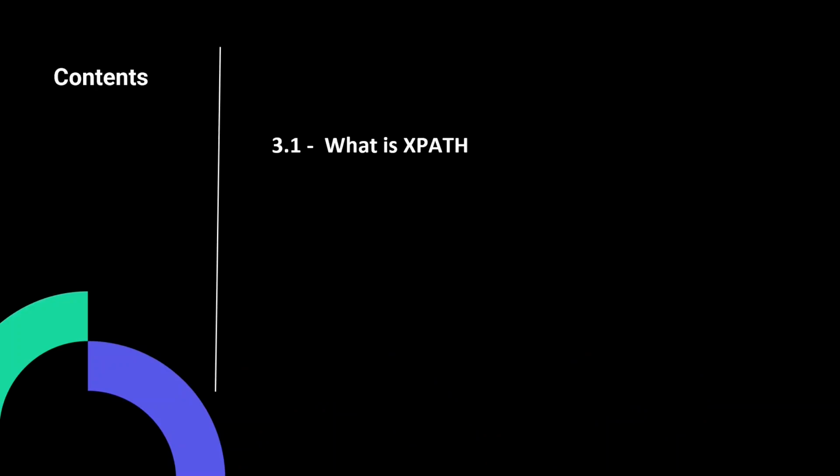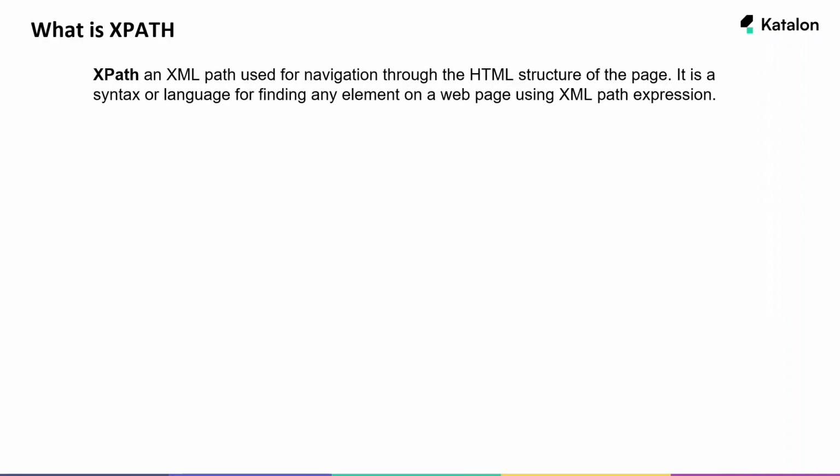As part of section 1 of chapter 3, first let us understand what XPath is. XPath, an XML path, is used for navigation through the HTML structure of the page. It is a syntax or language for finding any element on a web page using an XML path expression.